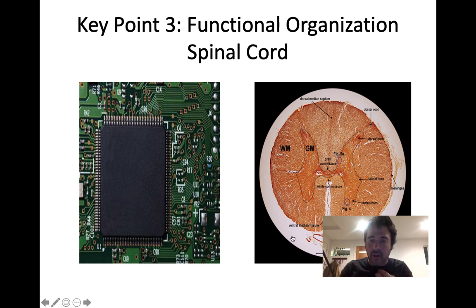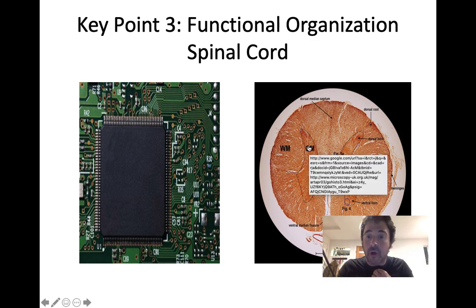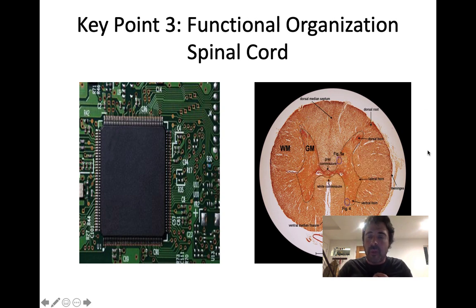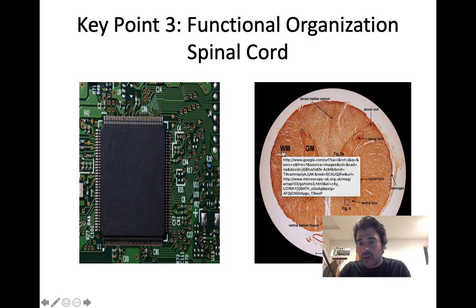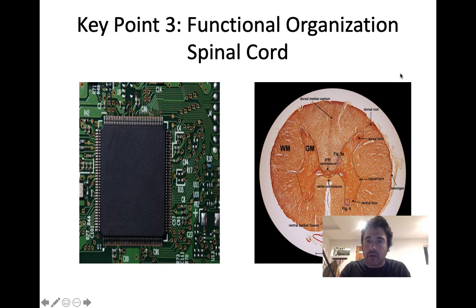Gray matter, on the other hand, is made up of neuron cell bodies and dendrites, and this is where information processing occurs. Now, remember that the spinal cord is only about the thickness of your pinky finger. If we take a transverse section of the spinal cord and look at it under a microscope, WM means white matter and GM means gray matter.